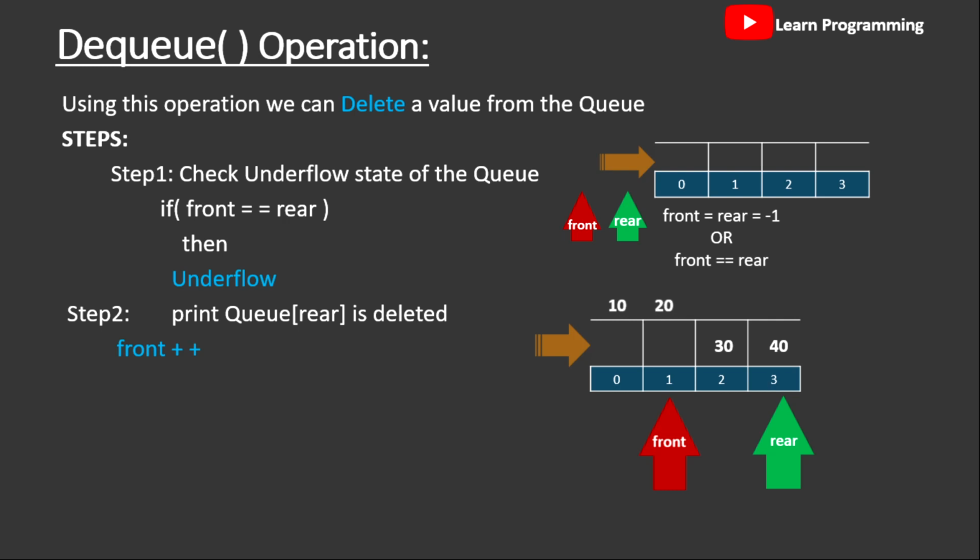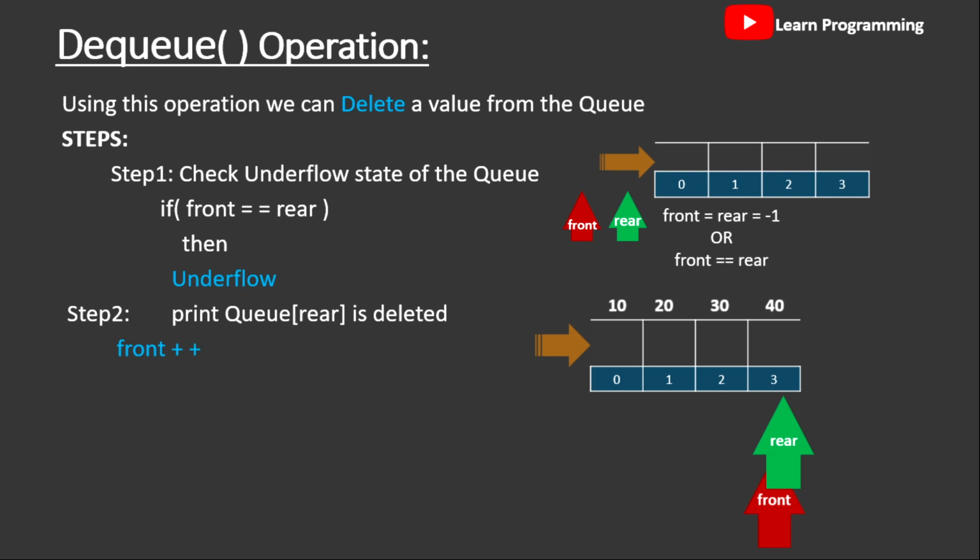So this is how the Dequeue operation works. Hope you understood how this Dequeue operation is working. I am trying to delete one more value just to make you understand. So now 30 will be deleted, and then if I try to delete the next value, it will get deleted because front is not rear. Now I'll be able to delete 40.